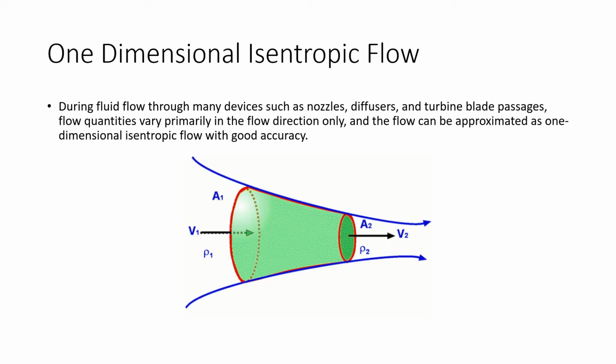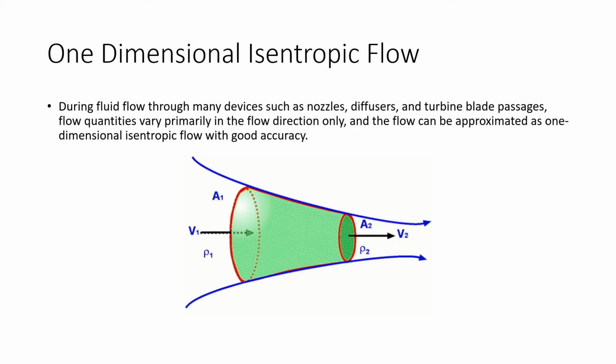So these values might be changing at point 1 and point 2, but it's assumed to be constant in the other two dimensions. So for example, we can have a normal pipe flow, or here you have a list of other devices that could be categorized as a 1D flow, such as nozzles, diffusers, turbine blade passages. Flow quantities vary primarily in the flow direction only. Yes, it is an assumption, but it's an assumption that we can make with good accuracy.